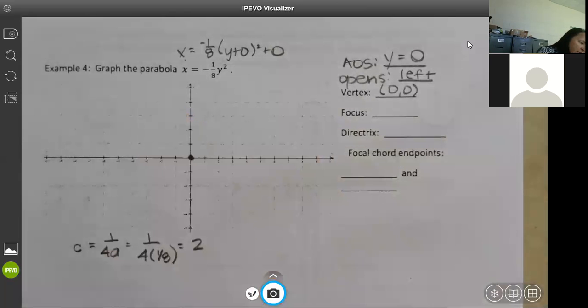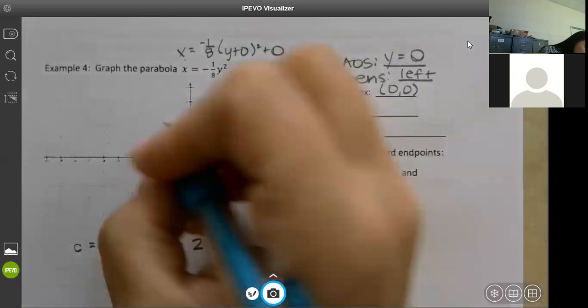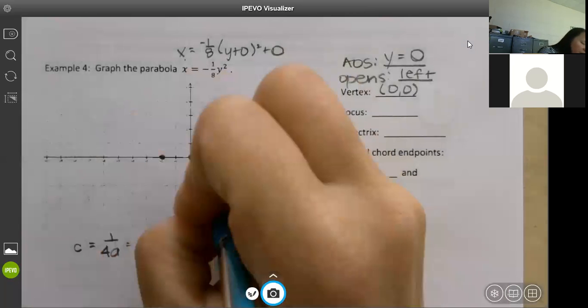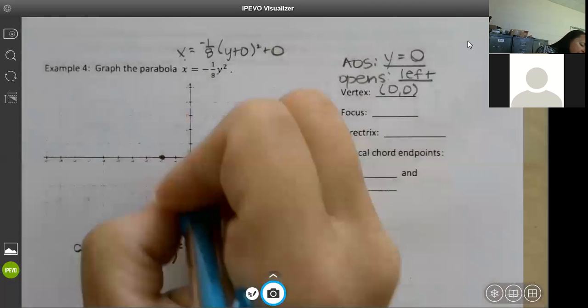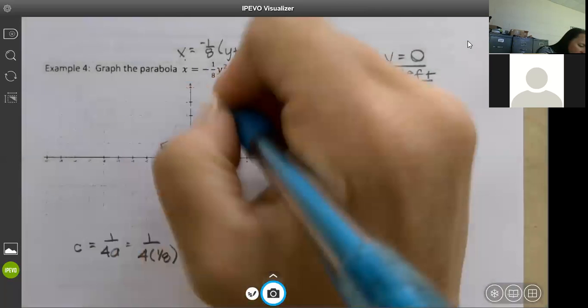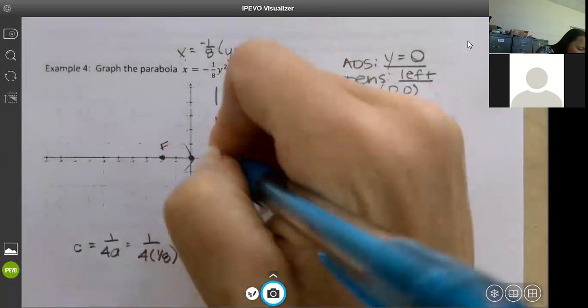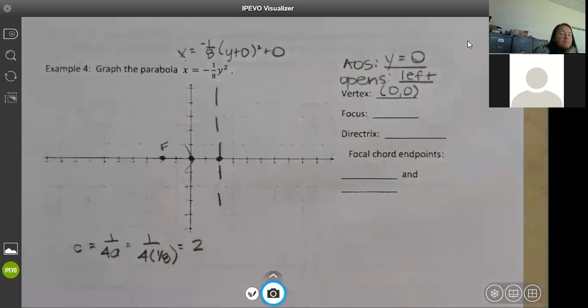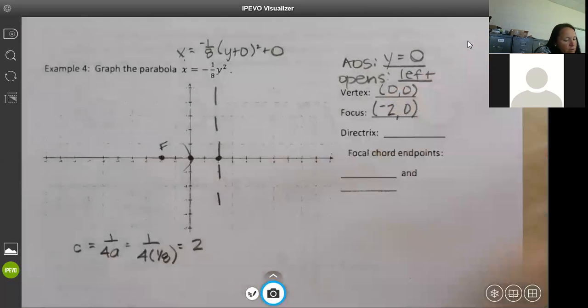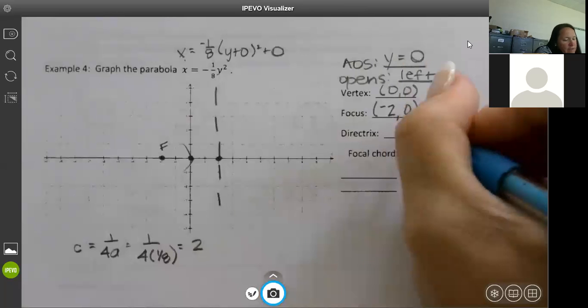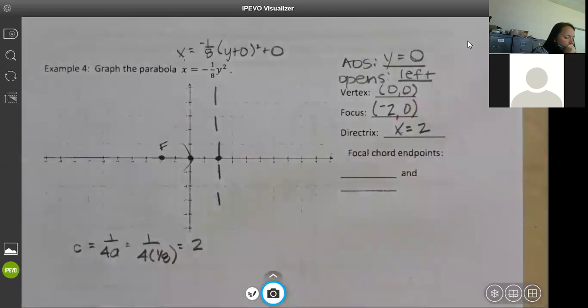All right, my vertex was at 0, 0. We have a c of 2. So we're going to do left 2 and right 2 since it opens left and right. Since this one opens left, this one is my focus. This one is my directrix. So the coordinate for my focus was negative 2, 0. Directrix, so we go through the x-axis at 2.